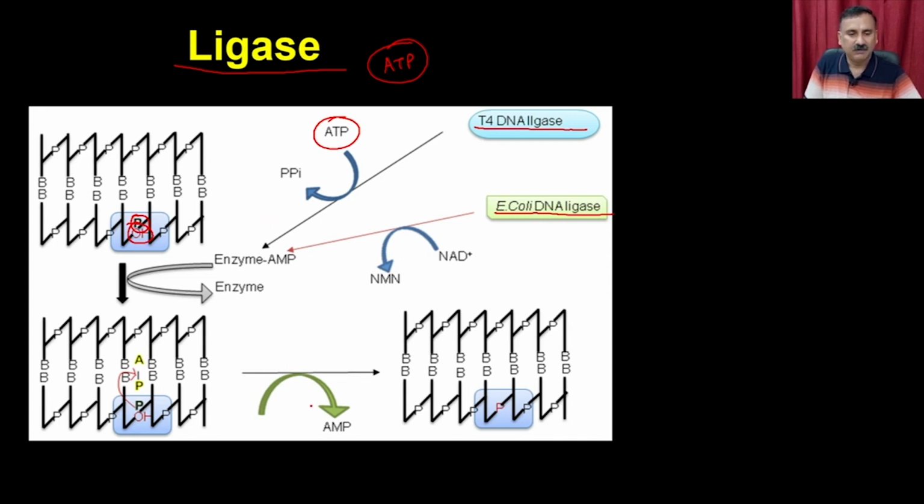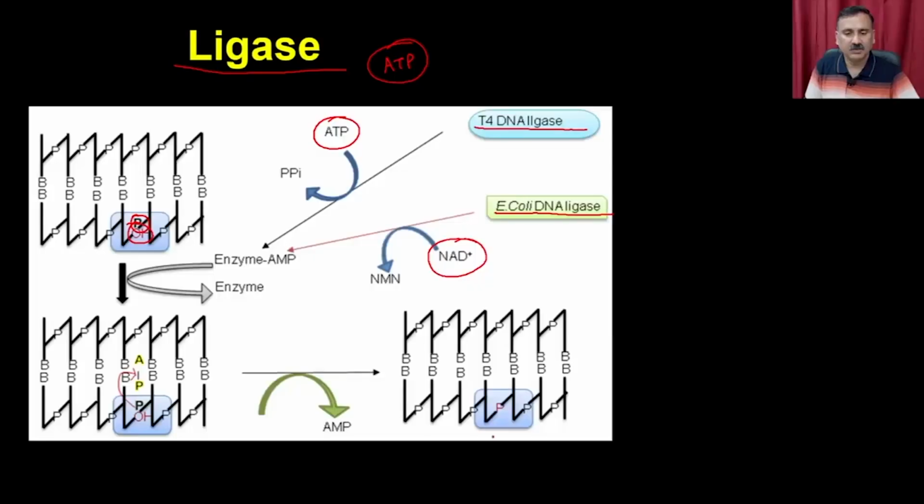In the case of the E. coli DNA ligase, you use NAD+ as a cofactor, and the reaction remains the same, except that the NAD+ provides the same kind of support to bring the 3' hydroxyl to the 5' phosphate, and that's how it makes a bond and seals the nick.